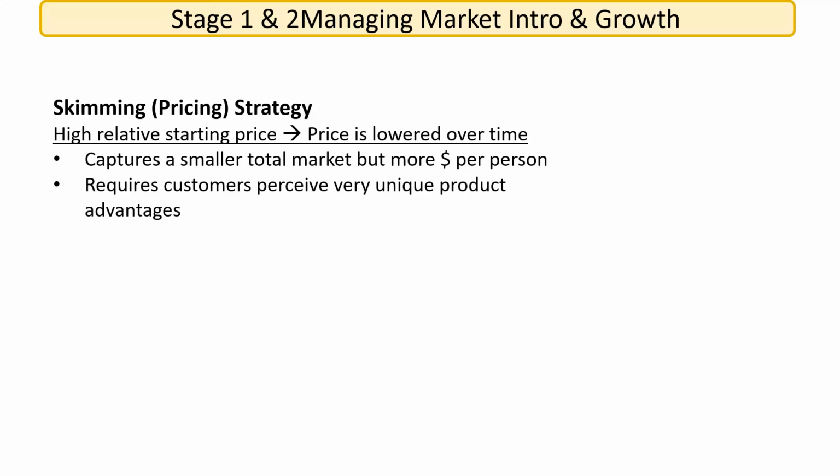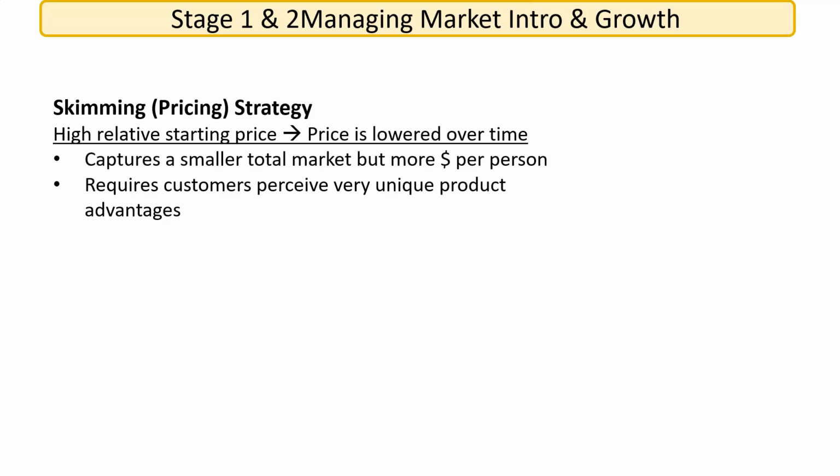Next, here are two pricing strategies that you may wish to consider as you enter and start growing in the market. So first is skimming, high relative starting price, and you later lower prices over time. That captures a smaller total market, but you get more money per person. So again, high relative starting price, prices lowered over time, you capture a smaller total market, but more money per person. This is a good strategy when you have unique points of difference and customers differentiate you.